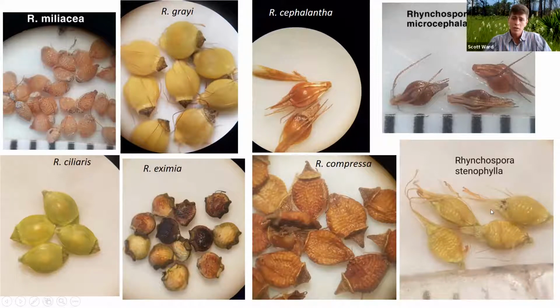Like I mentioned, some species are restricted in range, like Stenophila. Rincospora compressa is a really cool species with almost biconvex achenes that you can find in the panhandle. And then other species just look altogether different depending upon your knowledge of the genus. So it's really cool to see this diversity and understand it and really work towards studying it.